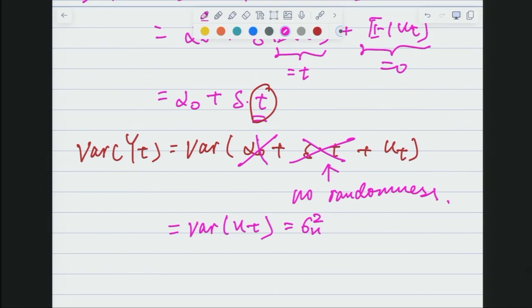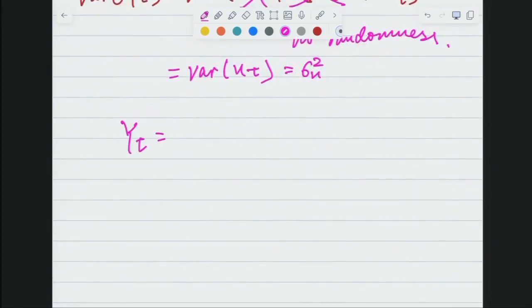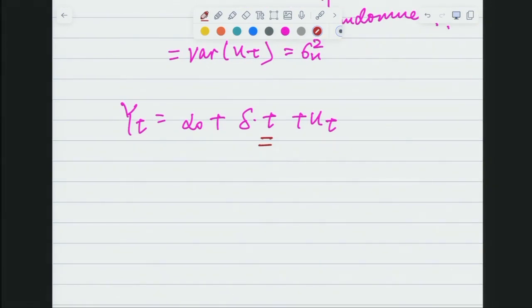So y_t, which is equal to alpha naught plus delta times t plus u_t, is not stationary due to the time index t directly entering the model specification. But imagine if we subtract the time trend from y. Let's call it z_t.